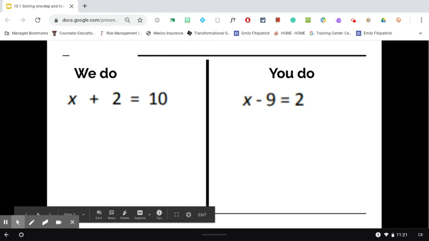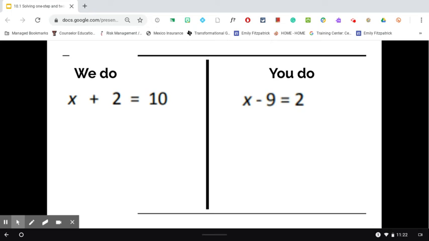Here's the first one. We have the we do, which we'll do together, and then the you do. So let's go ahead and do the we do together. We are practicing solving for x, just to put you back in the mindset of getting x by itself. We're going to draw our line down the middle, if you like one line, two lines, or no line, whatever you want to do. Remember, we just want to isolate x.